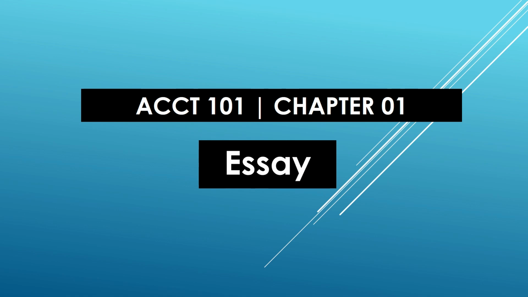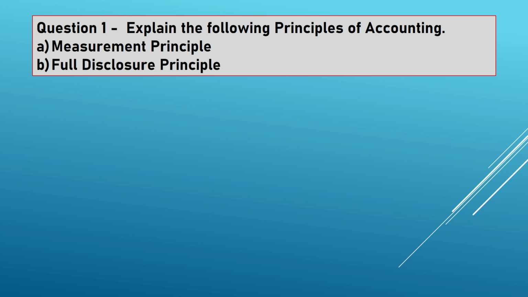Today we are going to discuss the essay type questions of chapter number 1, the course ACCT 101. So the first question is the theoretical question, which is: explain the following principles of accounting. In the first chapter you are given the 4 principles, so I have taken only the 2 just to give you the example how the questions can be framed.